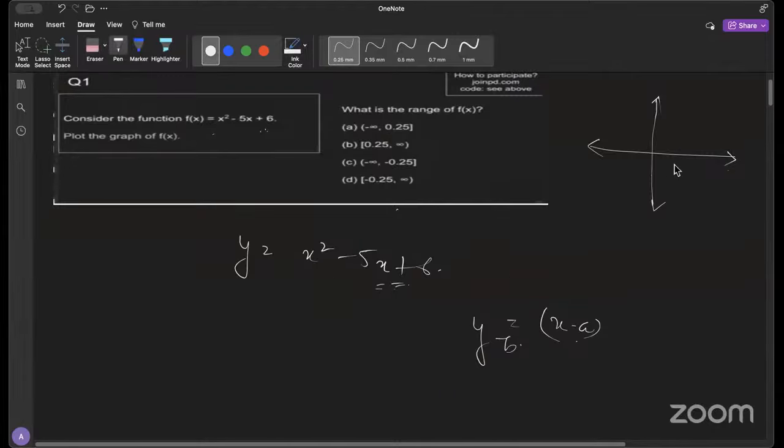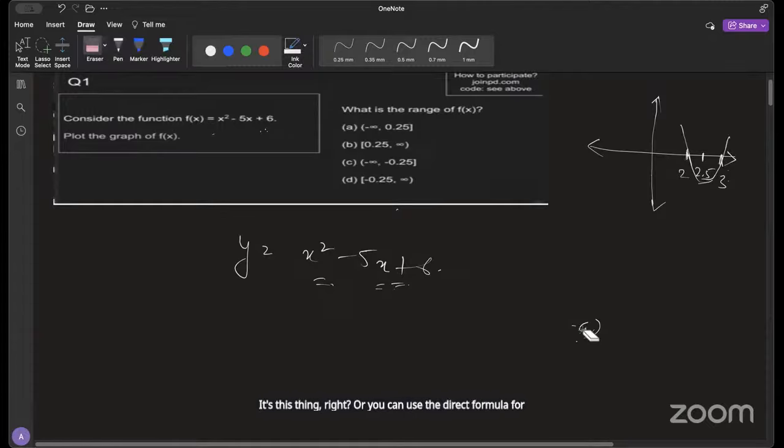So your 2 is here, 3 is here, and then the vertex is between these two. So you don't even have to look for the vertex. Between these two you have 2.5. If you put 5 by 2 here, you can find the y coordinate of the vertex.